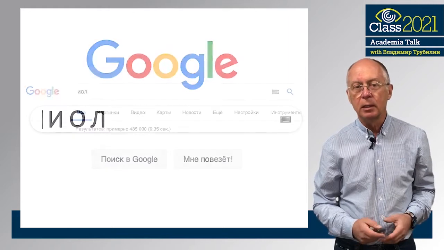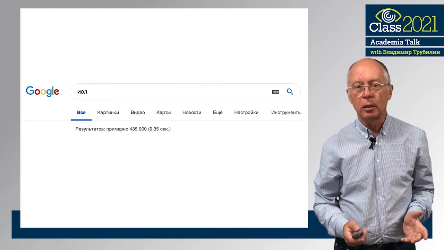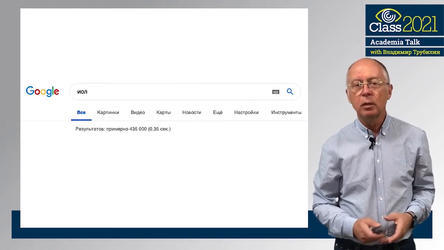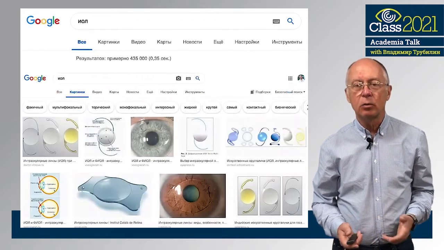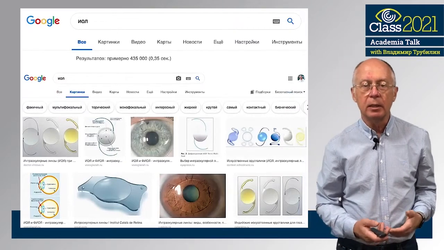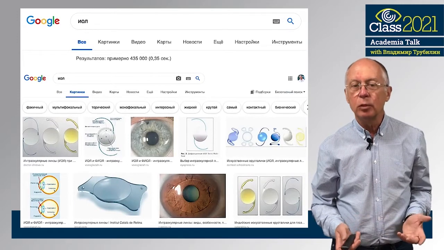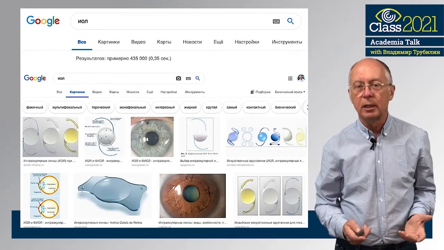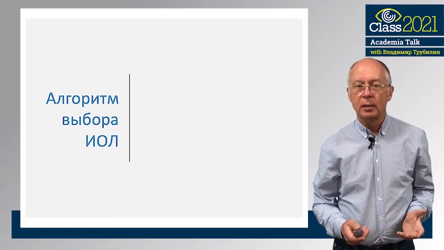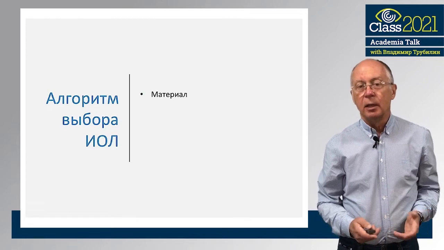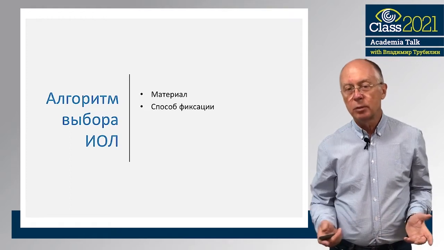If you type into any search engine such words as IOL, intraocular lenses, etc., you will find a large number of results. Around 500,000 results are shown on Google, as you can see on the slide, when you type in these words. How can one find a way around all this variety of intraocular lenses and understand which ones are preferable, which ones are required for which situation, and why there is such a wide variety of them in our market? Let's try to explore various alternatives according to their classification.